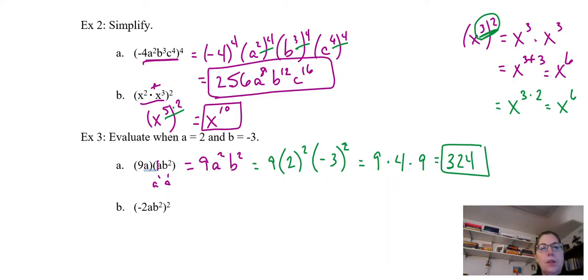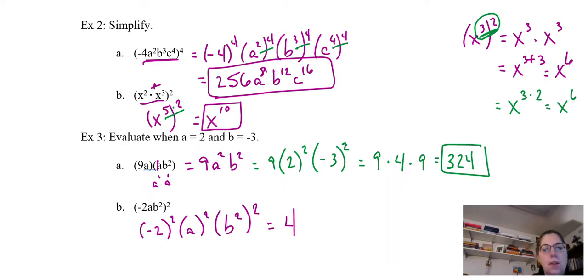Go ahead and do the exponent first. So on each of these, remember that everything has to be to the second power. So the negative 2 goes to the second, the a goes to the second, and the b squared goes to the second. Negative 2 squared is 4. The a, there's that invisible 1. So it's to the first power. So 1 times 2 is 2. 2 times 2 for the b's is 4.